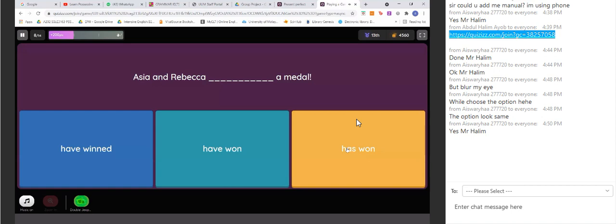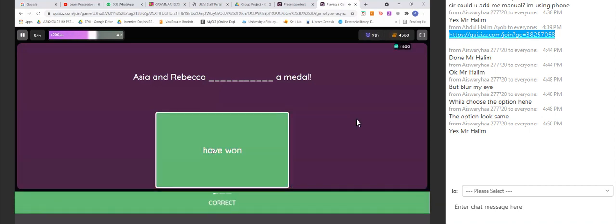So Asia and Rebecca have won. Remember, the past participle for the word win is won. The key here is for you to know the past participle form of the verb. The past participle form for the word win is won, not "win it". So you have to know. Asia and Rebecca, obviously it's a plural noun because it's more than one. So that's why it's "have won".